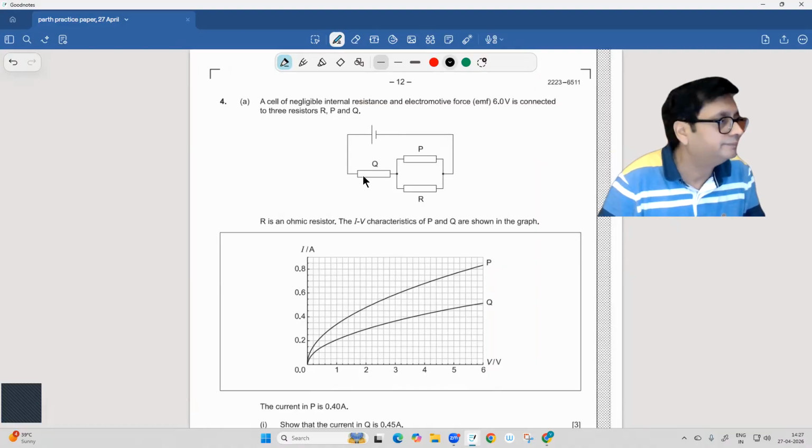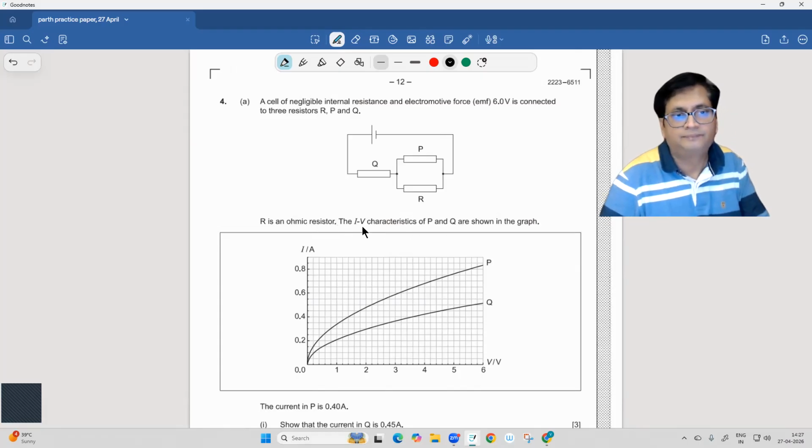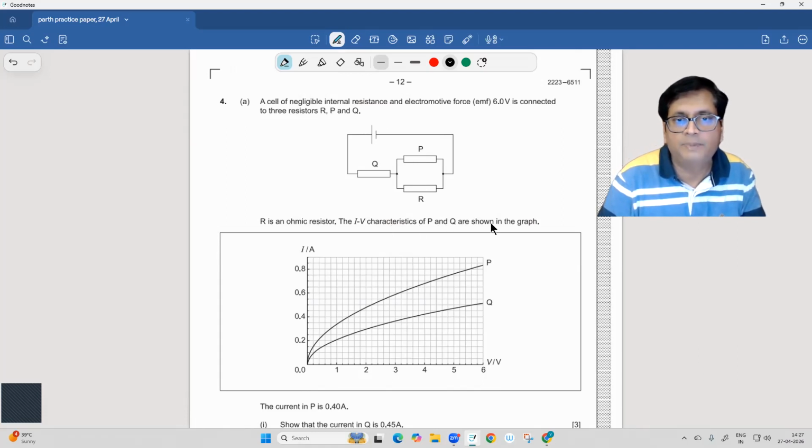आगे बढ़ें. A cell of negligible internal resistance and electromotive force is connected to 3 resistors P, Q, R. Right? R is an ohmic resistor. यहाँ पे कहते हैं तो P and Q are shown. तो P and Q are not ohmic.